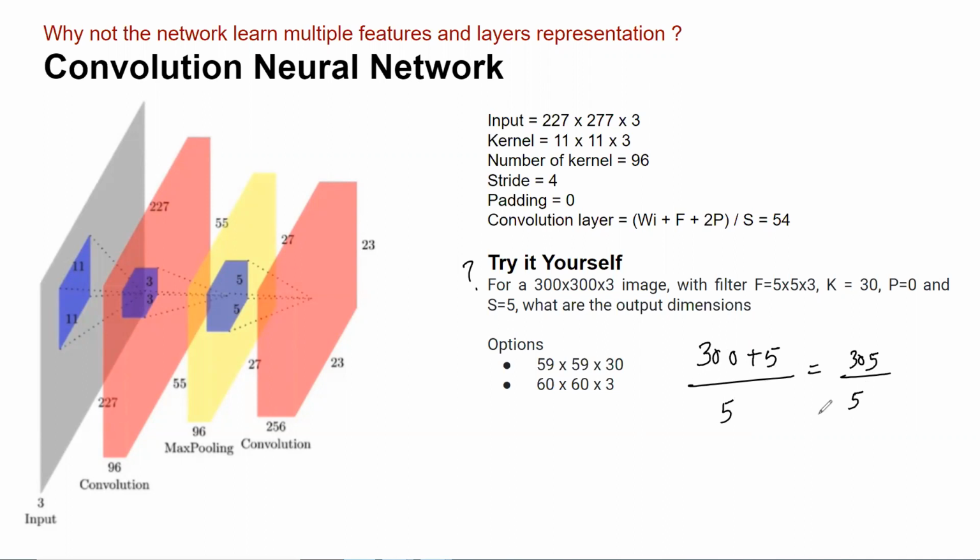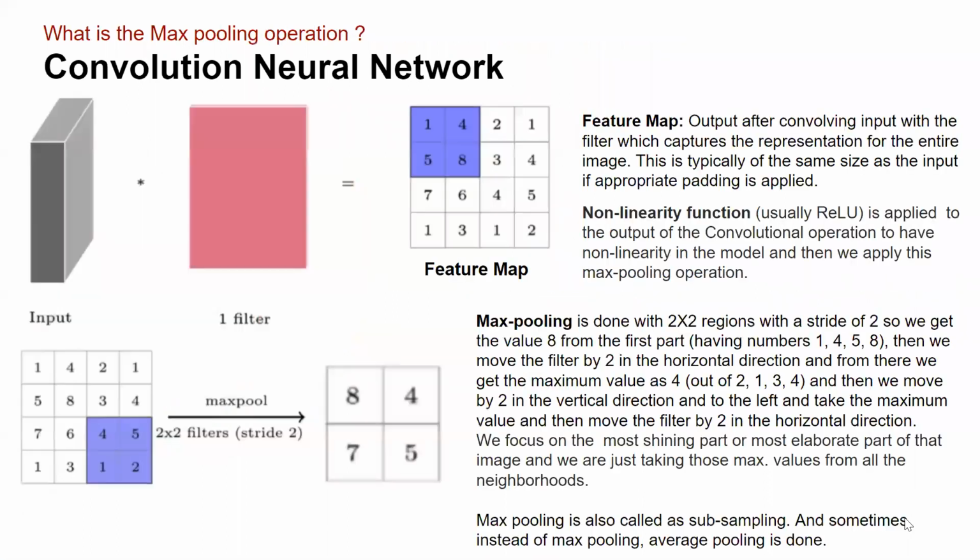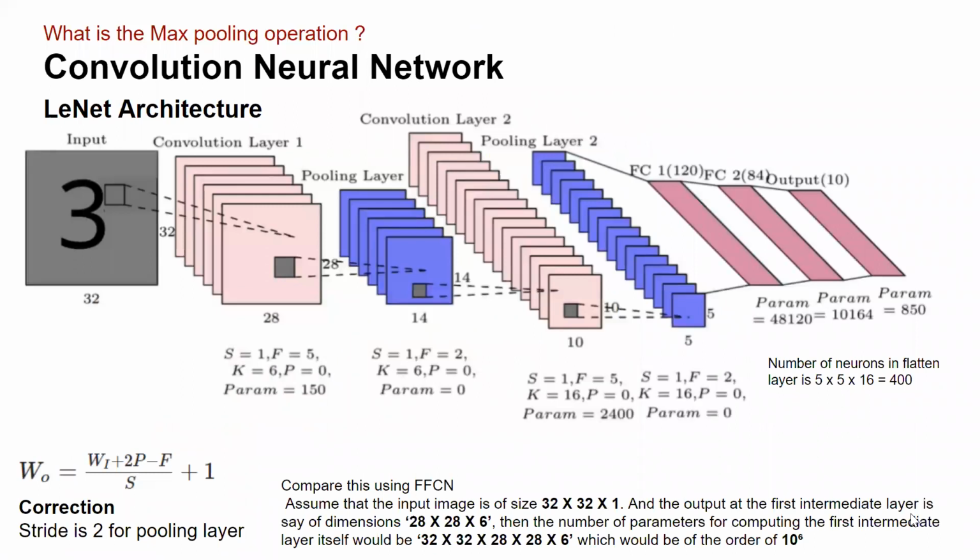Okay. So the formula is not this one. Let me check this. What is this K equal to? K is equal to the number of kernels. So I said that you will be applying multiple kernels over the same image, right? Wait, let me check the formula once. This is the formula. I was putting the formula wrongly: (Wi plus 2p minus f) upon s, plus 1.